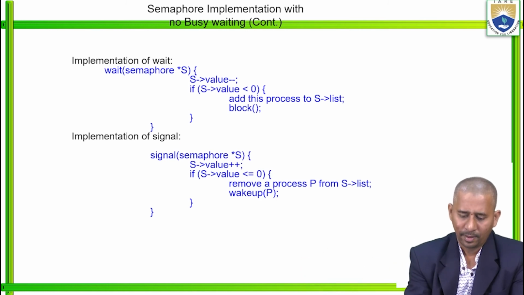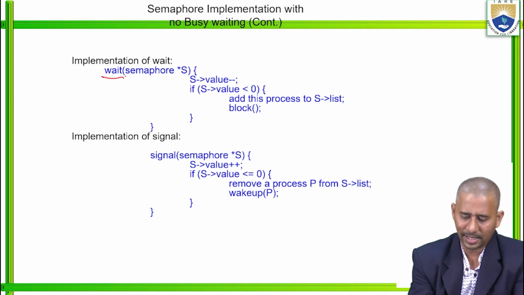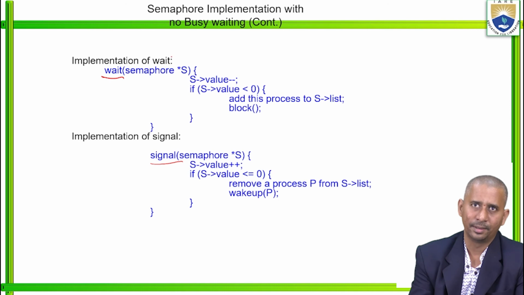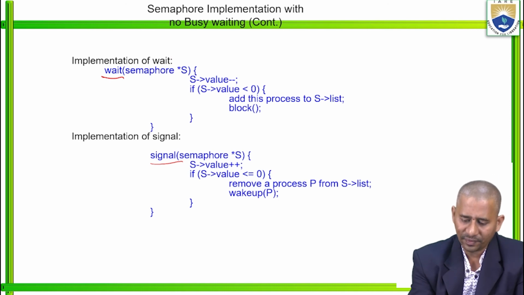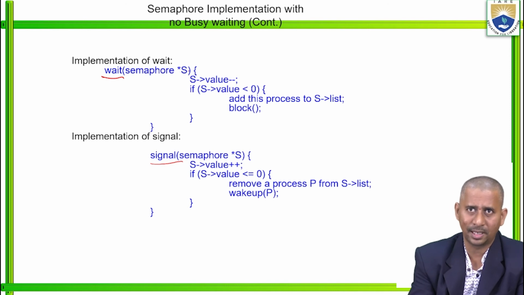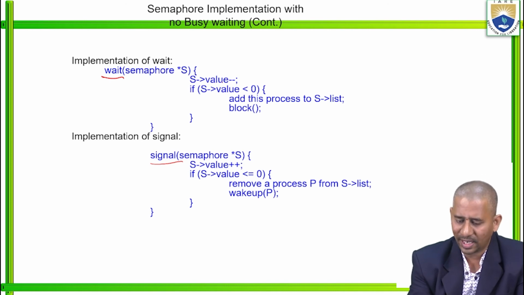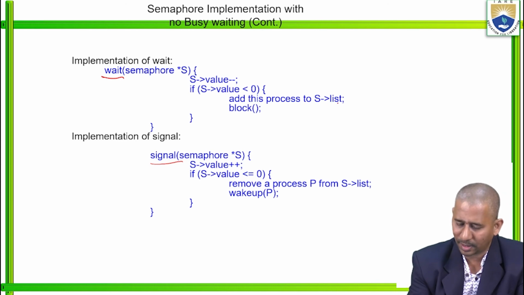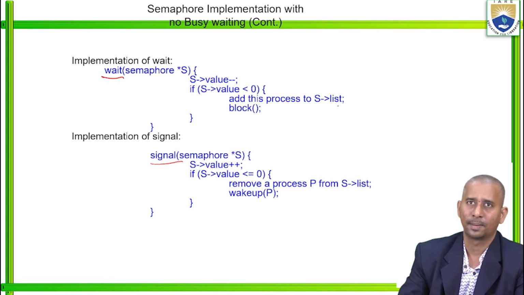Here we have only two operations: wait as well as signal. Right? How do we implement that particular wait? Implementation of wait of semaphore S. S is a variable. The S value is decremented, and if the S value is less than 0, then this process is shifted to that particular list and then blocked.